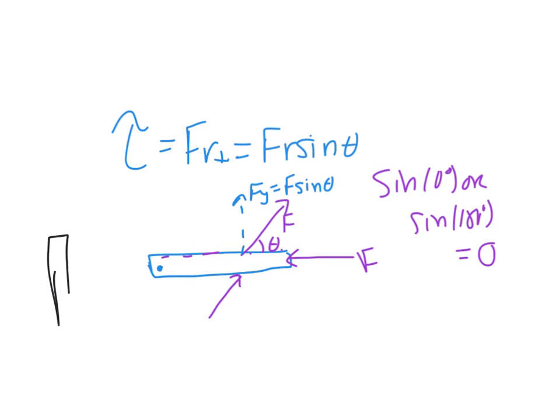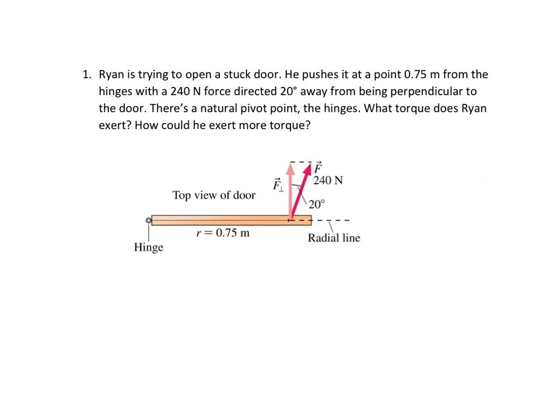If I have an object like this, and we've got a force applied this way, this would be theta. So theta is between the force and the radius of the pivot. All right, let's do an example.